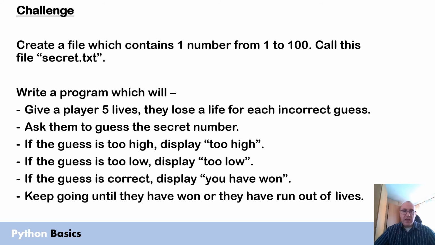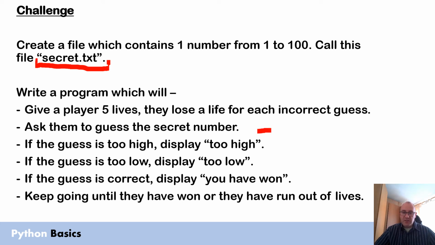Well, you need to have a file called secret.txt, and in there, there's going to be one, and I am really clear about this, one number between 1 and 100, whatever number you want. Then you are going to write a program which will read that number in first and store it as a secret inside a variable. Then it's going to have a game effectively where you have 5 lives. Every time you get the answer wrong, you lose a life.